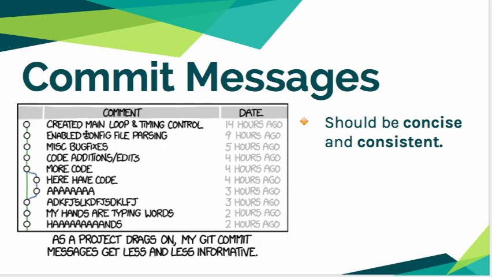You start out really good, created a main loop and timing control, and then as time goes on, you're like, more code, here, have more code, and it's just pounding on the keyboard. It just gets worse and worse. So as time goes on, they get less and less informative, and we want to really avoid that. Your messages should be concise and they should be consistent.